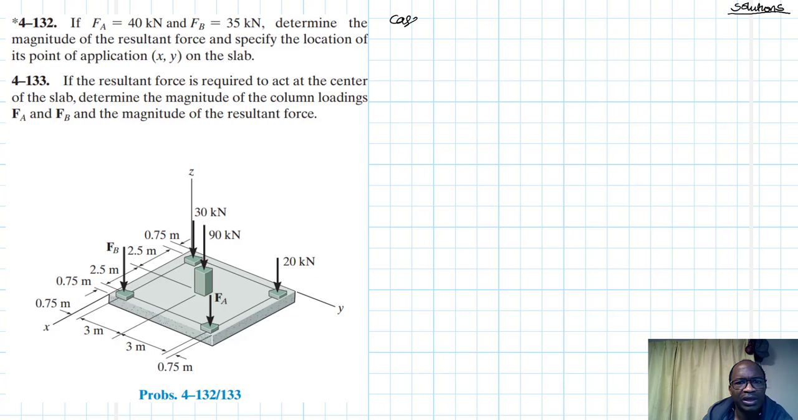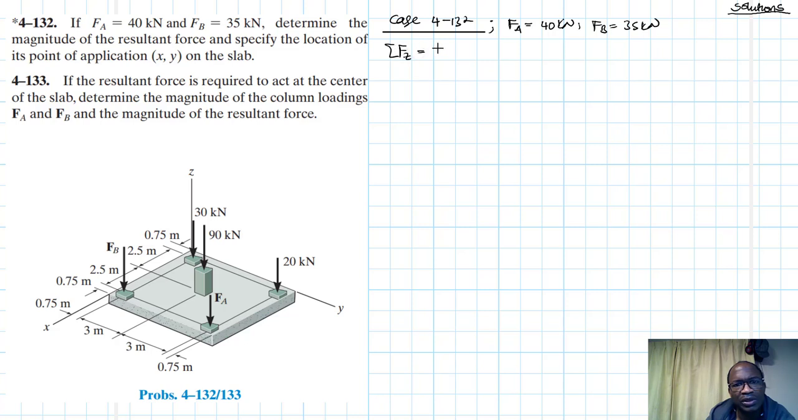So let me call this case 4-13. There we go. In this particular case, we have been given Fa is equal to 40 kilonewtons and Fb equal to 35 kilonewtons. So let's find the summation of forces in the z direction.